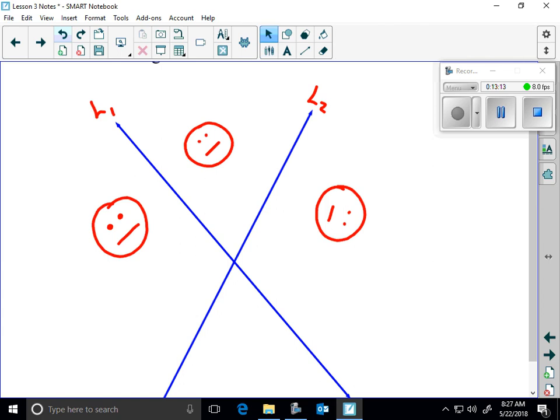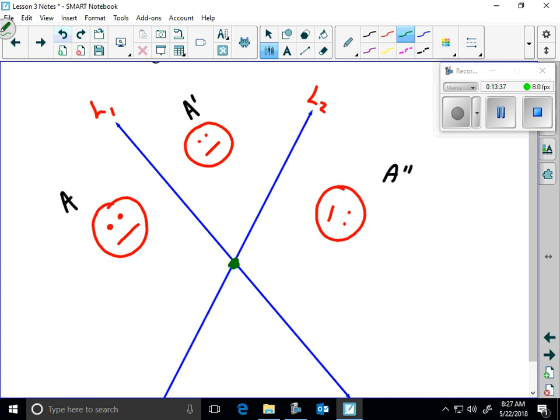So what does this look like, right? I could mark any part of that. That's our pre-image. Then we get this image. Then we get this second image. How do you think I get from A to A double prime? It's not a reflection. It's a rotation. Yeah, so it's a rotation about the point of intersection.